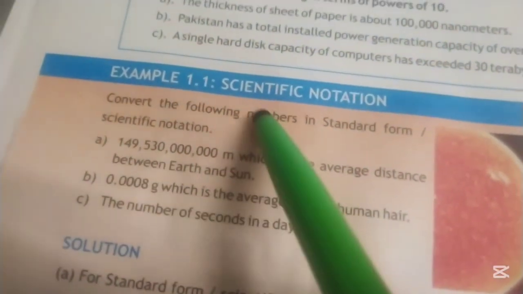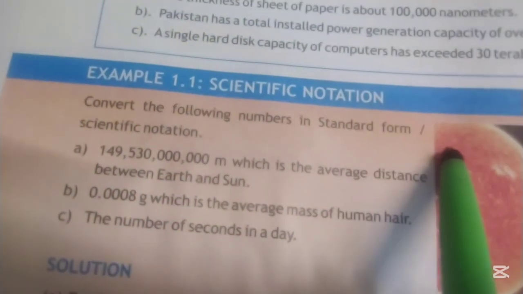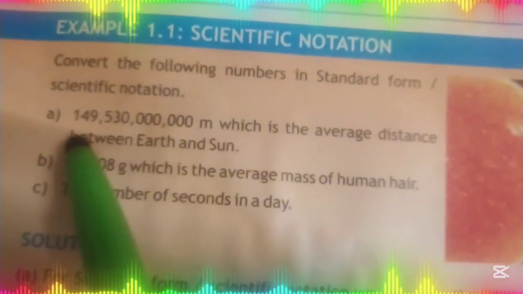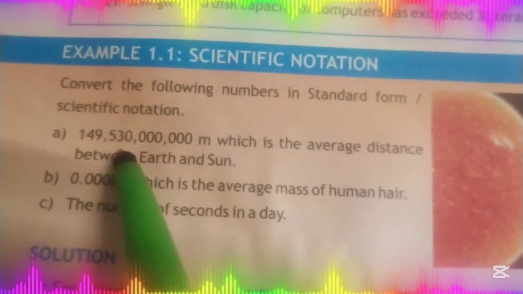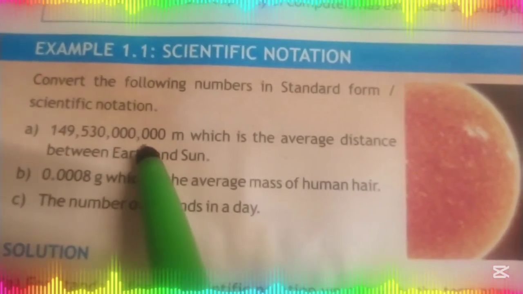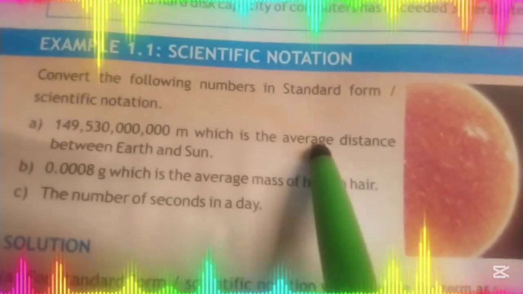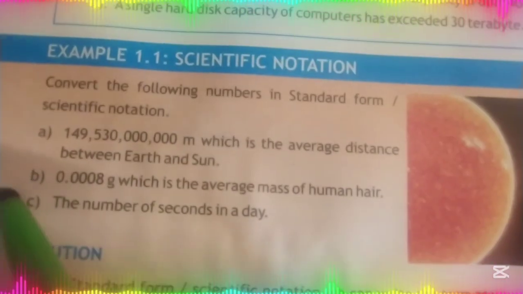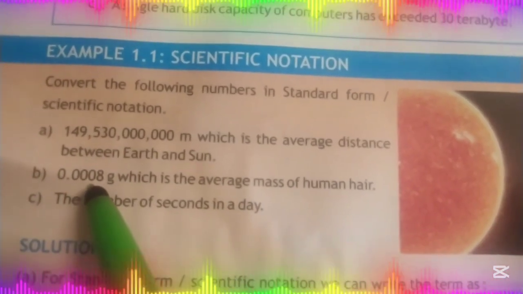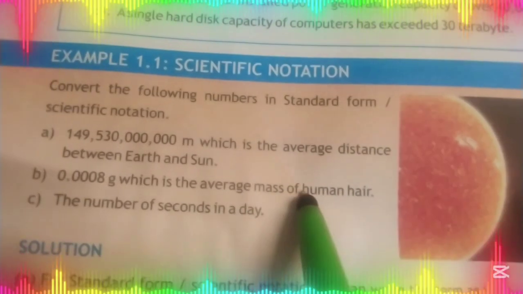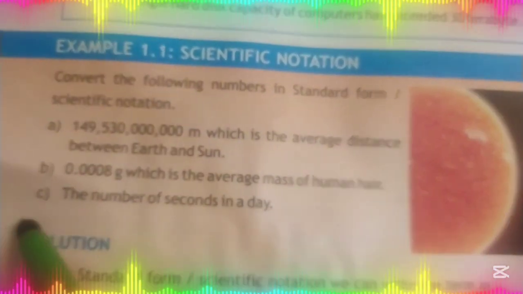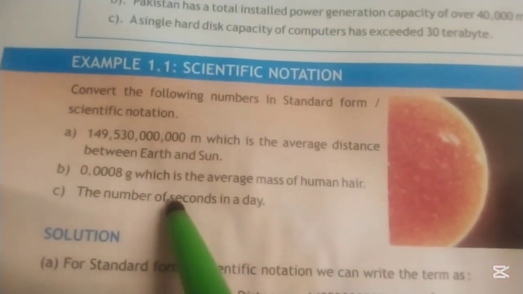Example 1.1. Scientific notation. Convert the following numbers in standard form via scientific notation. A. 149,530,000,000 meters, which is the average distance between Earth and the Sun. B. 0.0008 gram, which is the average mass of human hair. C. The number of seconds in a day.